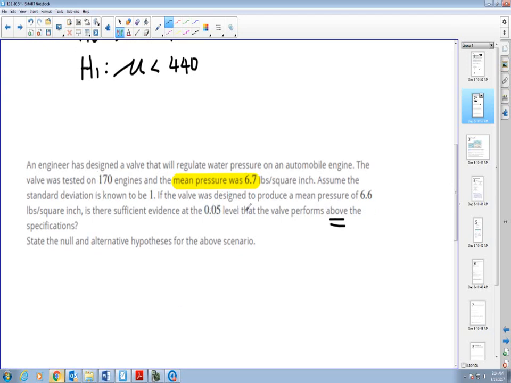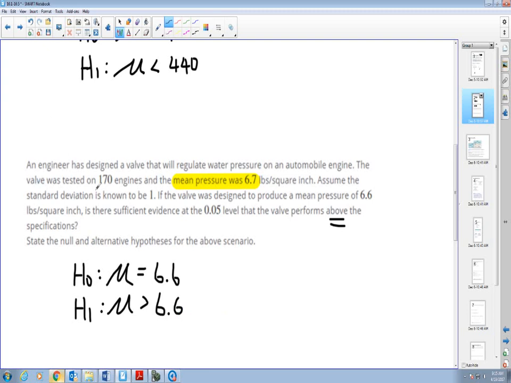All right, this valve was designed to perform at a mean pressure of 6.6 pounds per square inch. So the claim, the null hypothesis, is that the mean pressure is supposed to be 6.6. Okay, so when they do the test themselves on 170 engines, they found the mean pressure was 6.7. So the alternative hypothesis has to be: is the valve performing above the 6.6? That's what it's actually trying to say.